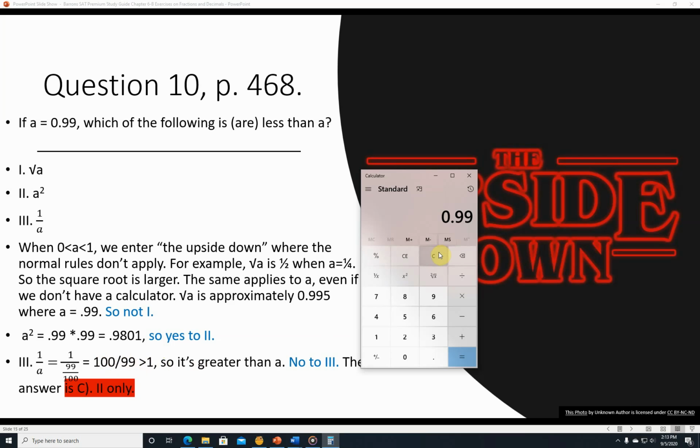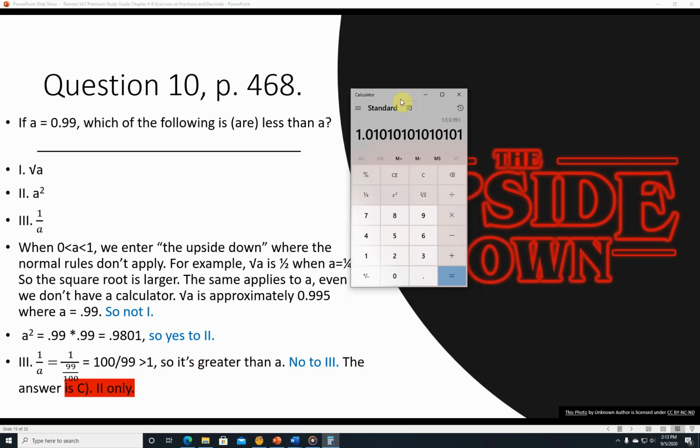But if you do, you can just go 0.99, and then you can just go 1 over that. So it's 1.0101010101. So it's not less than a. It's just slightly more than a, because it's greater than 1, so it's greater than a. So the answer is C, that's 2 only.